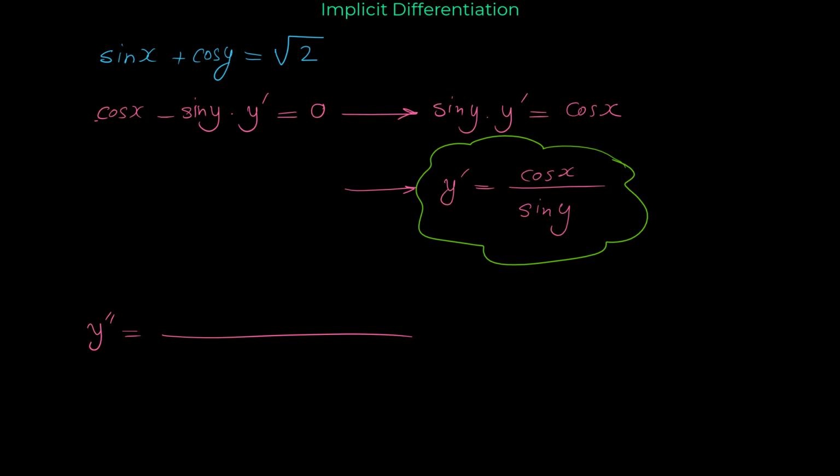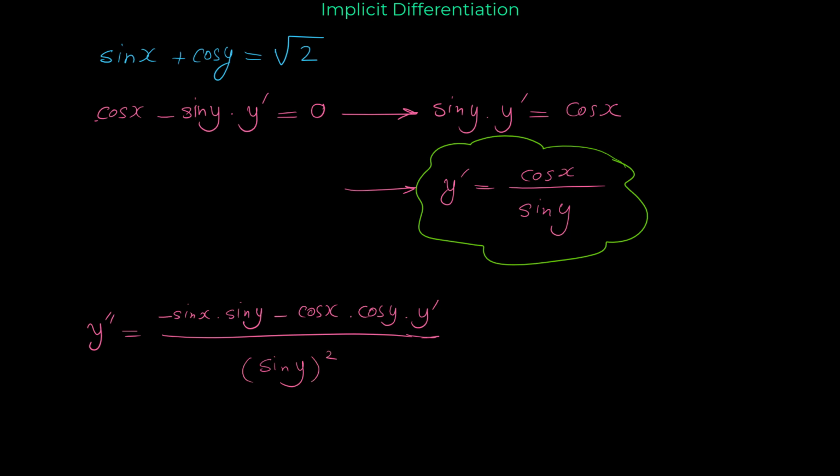Derivative of the numerator is negative sine x multiplied by the denominator, minus, write the numerator and multiply it by the derivative of the denominator. Derivative of sine y is cosine y multiplied by y prime, because sine of y is a term involving y. Always when we take the derivative of a term involving y, we have to multiply it by y prime, all over the denominator to the 2, sine of y to the 2.